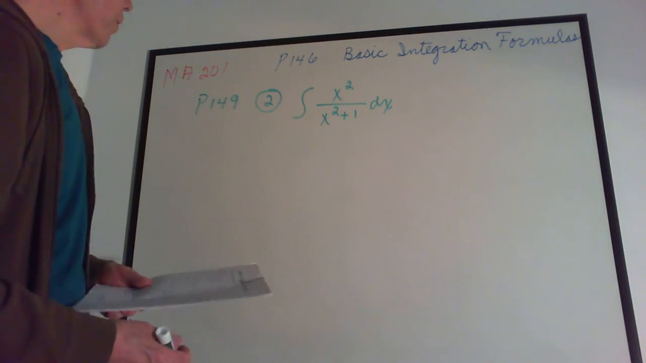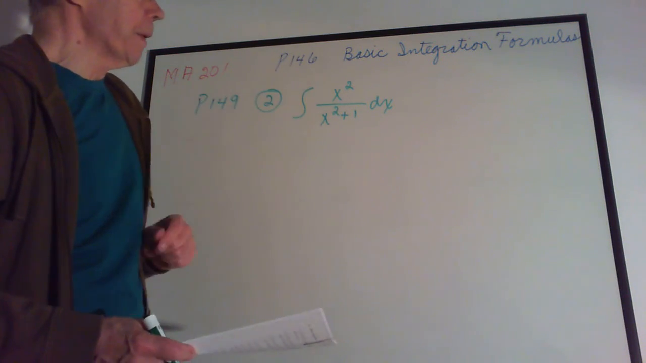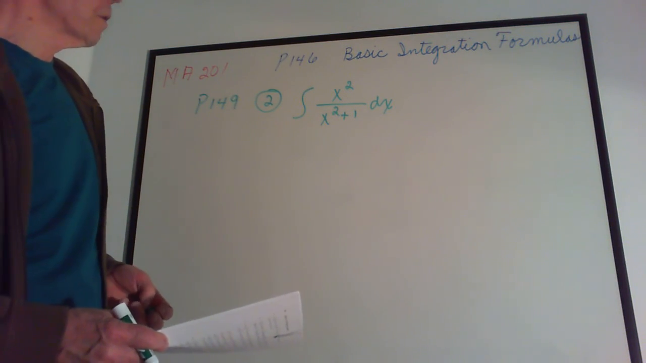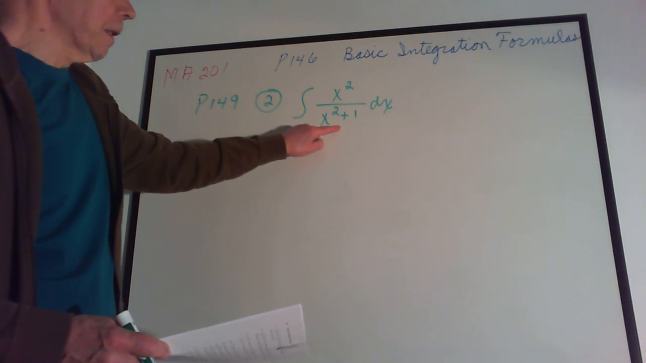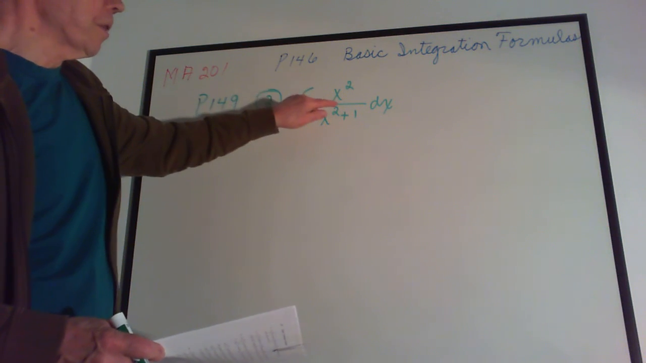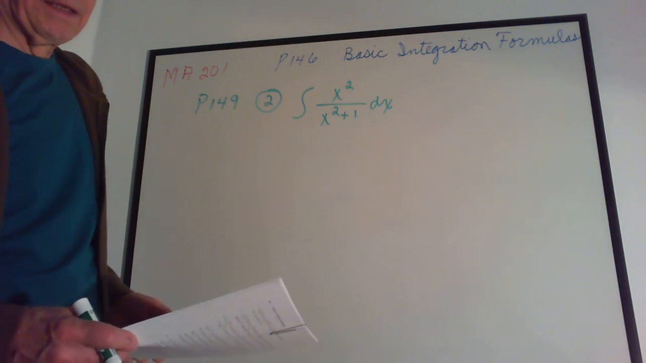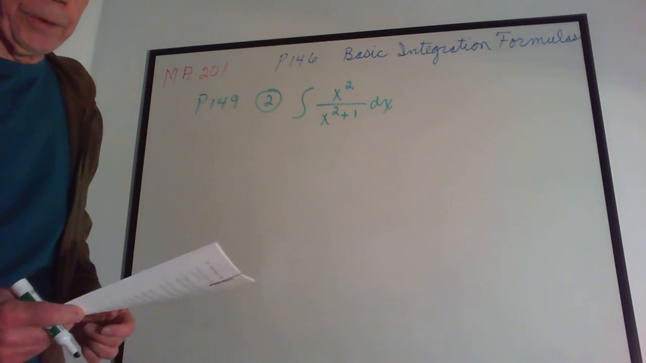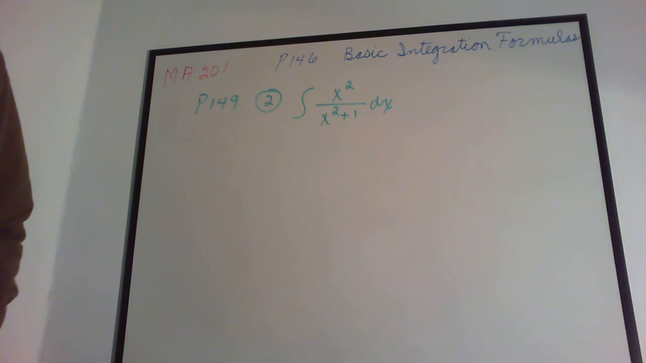Alright, let's turn to page 149. Now on page 146 are basic integration formulas. I want you to look at number 2. The way you can reconfigure this so that you can apply a basic integration formula is to divide the numerator by the denominator. So go ahead and do that and see how you get it. Simple 4th, 5th, 6th grade arithmetic.